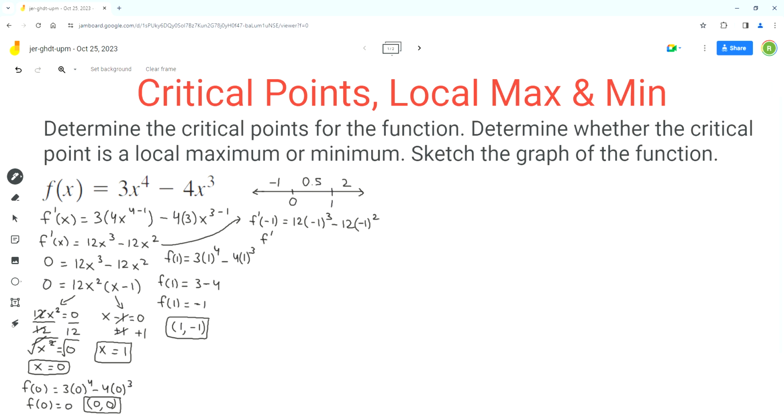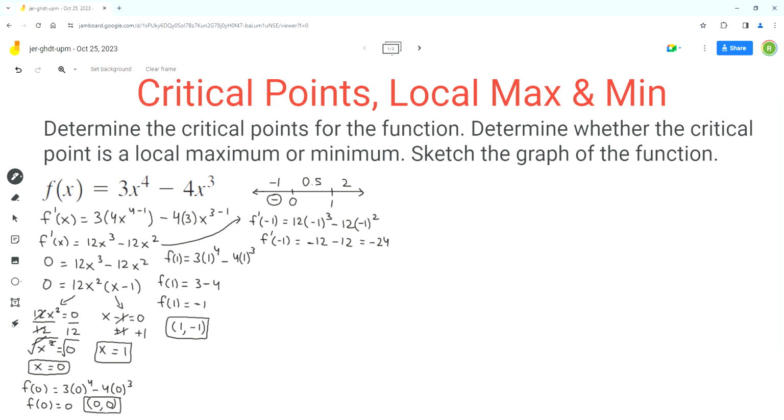So we get f prime at -1 equals, now -1 cubed is -1, so 12 times -1 will be -12. And then -1 squared is +1, so -12 times +1 is -12, which is equal to -24. So we got a negative value for f prime. That means the function is decreasing on the left side of x equals 0.